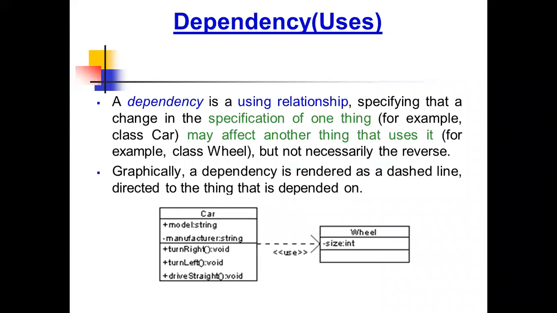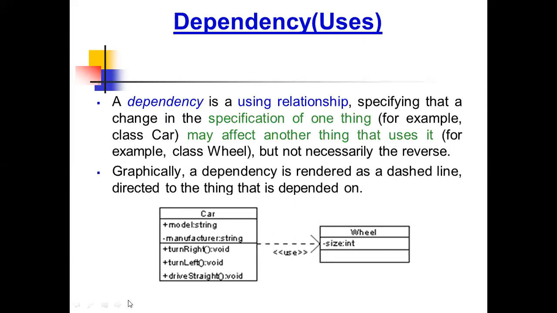First, we will see dependency, that means usage relationships. A dependency is a using relationship, specifying that a change in the specification of one thing may affect another thing that uses it. For example, there are two classes, class A and class B. There is a relationship between class A and class B. Dependency is rendered as a dashed line directed to the thing that is depended on. Suppose class A is dependent on class B.